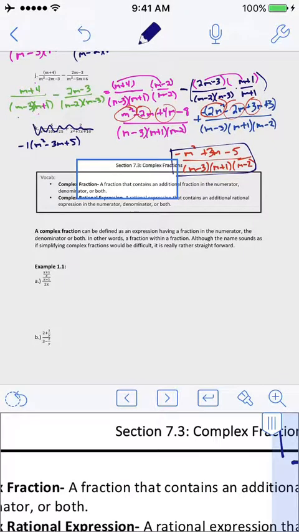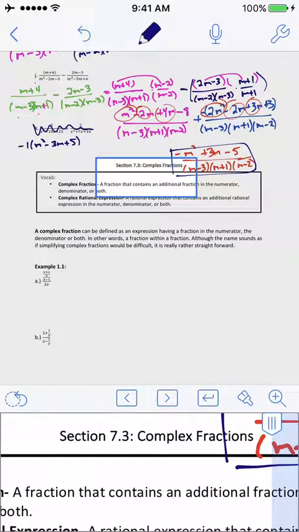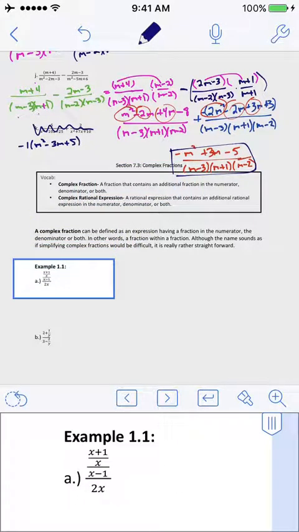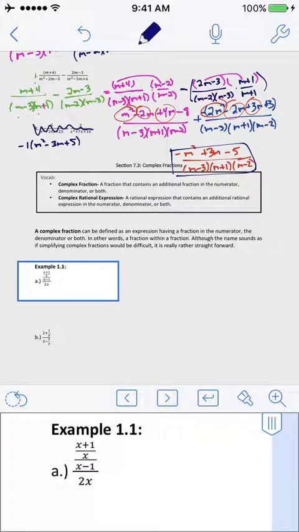Alright, welcome to 7.3 Complex Fractions. These sound horrible, they're really, really easy. Complex fractions are things that look like this. They're fractions within fractions, right? So they're rational expressions within a numerator or a denominator. So if you really look at this part right here, that's the numerator, whereas this part right here, that's the denominator. So that's all they're saying, is you've got a multiple level fraction.